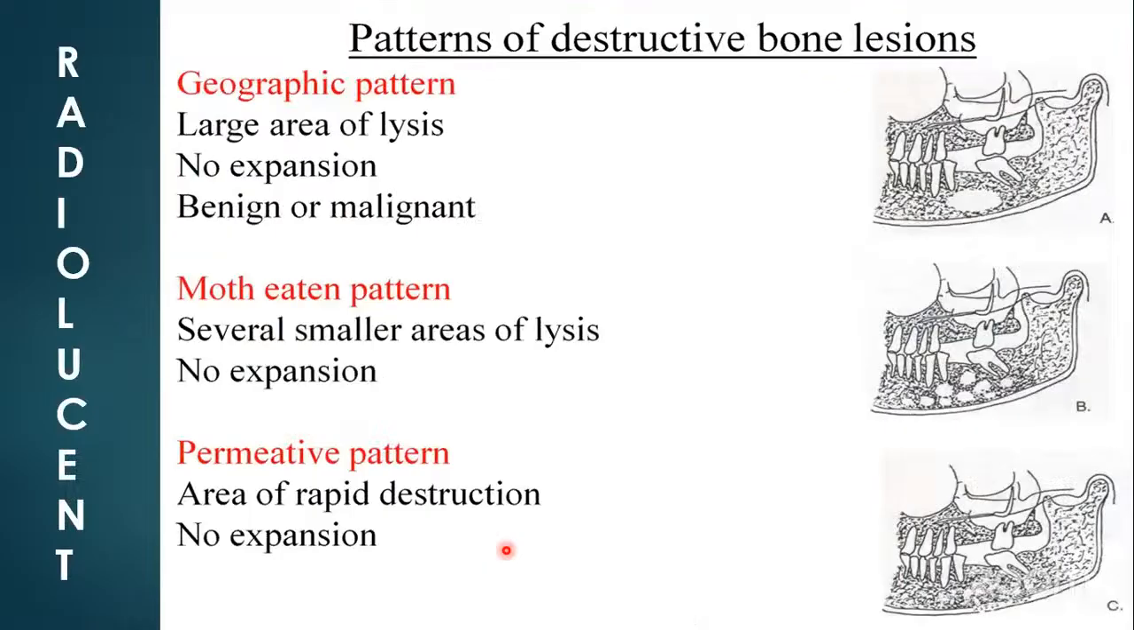Moving on to patterns of destructive bone lesion. This mostly is applicable for cancerous lesions, where you can observe a geographic pattern with large areas of lysis, no expansion, and benign or malignant lesions are most commonly involved in this category. Then comes your moth-eaten appearance, which shows several smaller areas of lysis with no cortical expansion. And in case of permeative pattern, areas of rapid destruction will be seen. That is, your cancer cells will start to penetrate the other surrounding vital structures. But the expansion of the cortex, that is the bicortical expansion, is not very much visible.